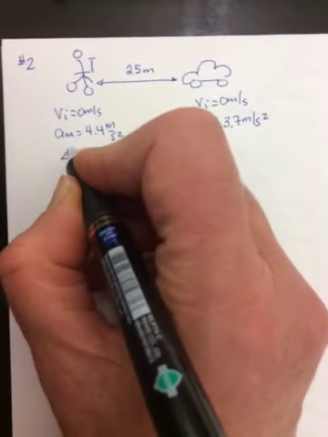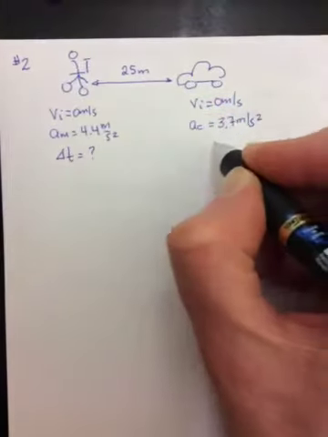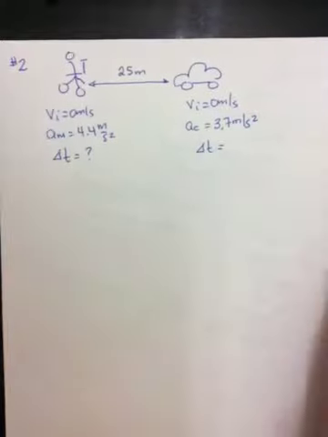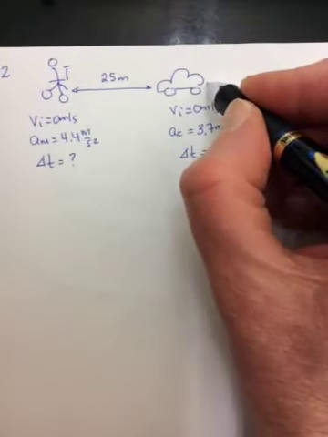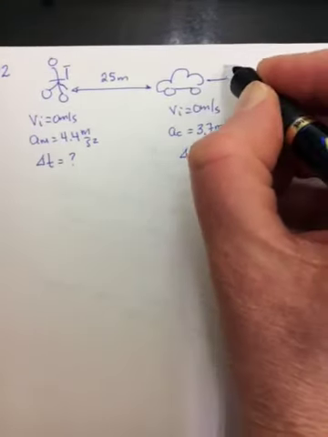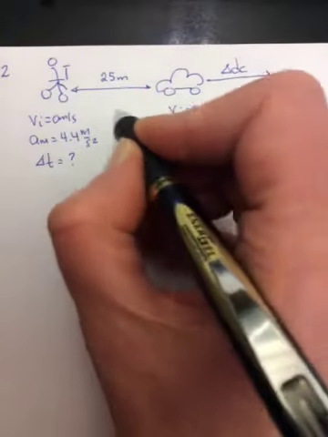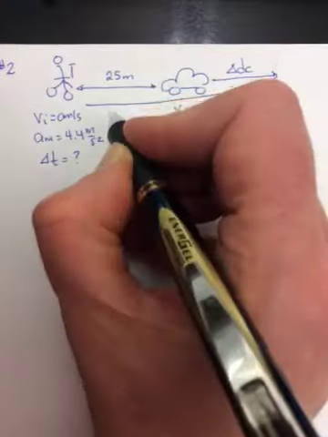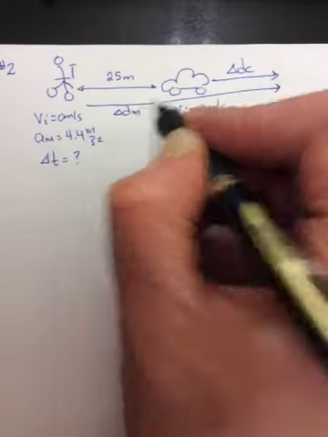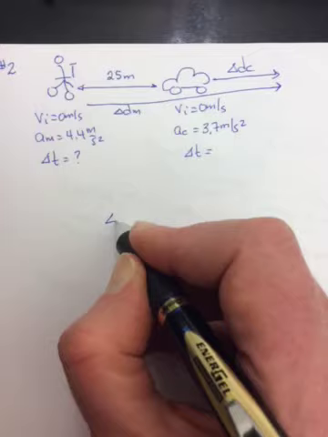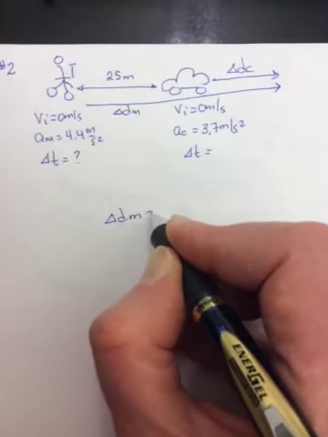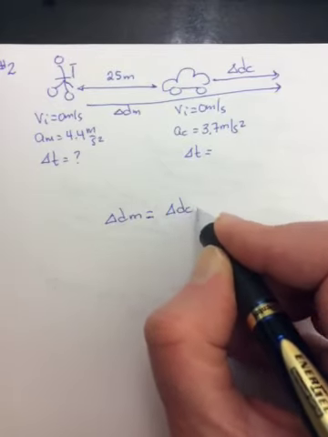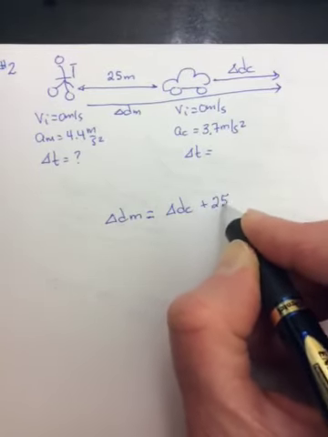We don't know how much time is going to pass, but however much time it takes the motorcycle to catch up to the car, that's how much time the car has to move. After some time, the car will have moved some distance, delta d of the car, and the motorcycle will have moved delta d of the motorcycle. Looking at our picture, delta d of the motorcycle has to be equal to delta d of the car plus 25 meters.